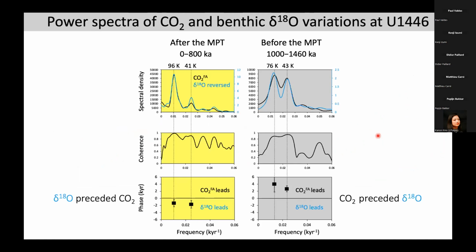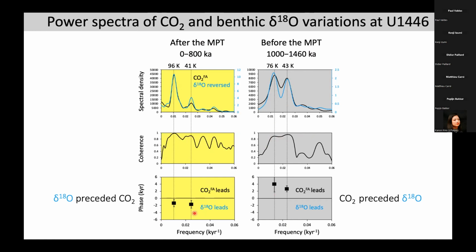So spectral analysis indicates significant eccentricity and obliquity cycles after the MPT. And before the MPT, obliquity and probably double obliquity, about 80,000 year cycles, appeared. And coherence was quite high at all orbital cycles.